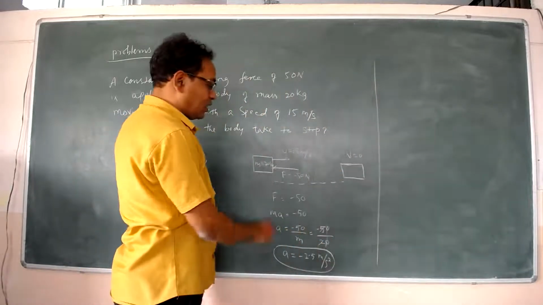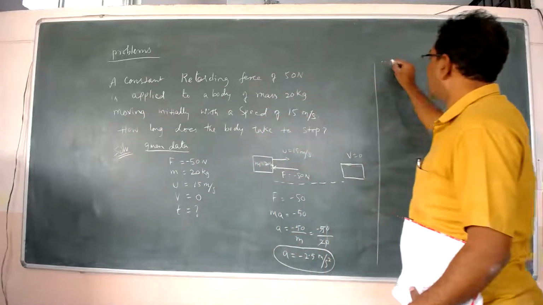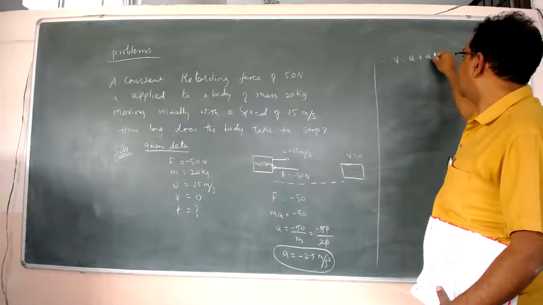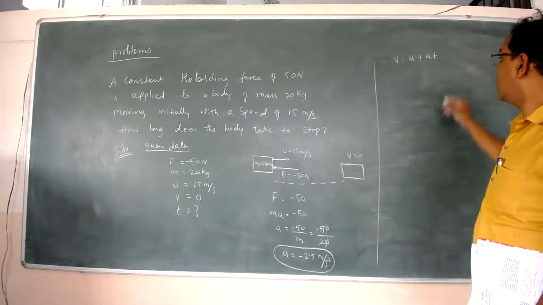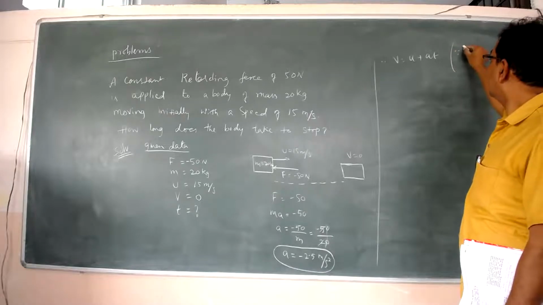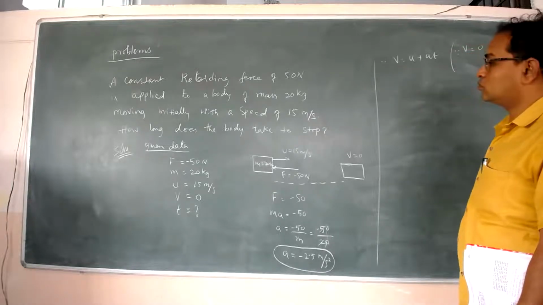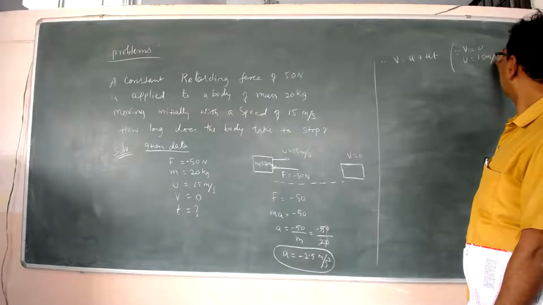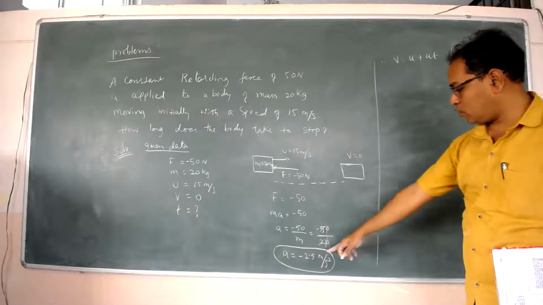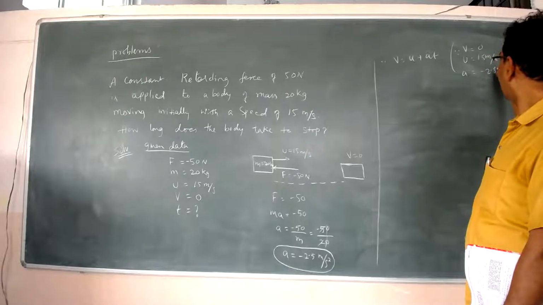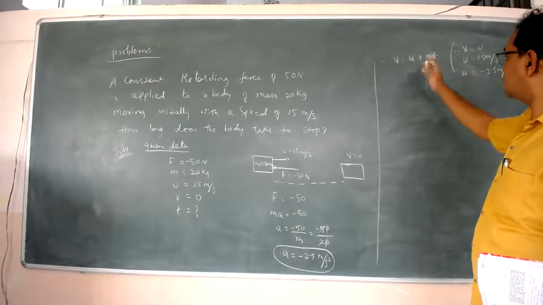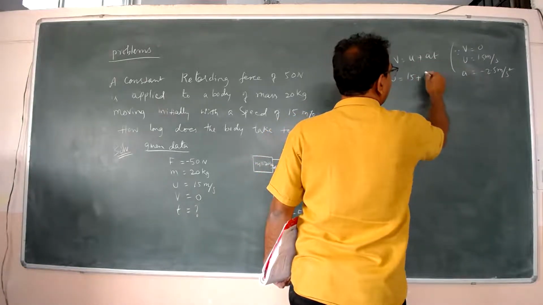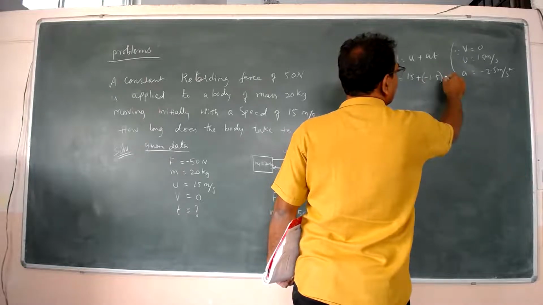Now he is asking for the time taken. Since we know one equation of motion, that is v is equal to u plus at. Here the final velocity v is 0, the initial velocity is 15 meters per second, and a we already got as minus 2.5 meters per second squared. Now substitute these values here. So 0 is equal to 15 plus minus 2.5 into t.